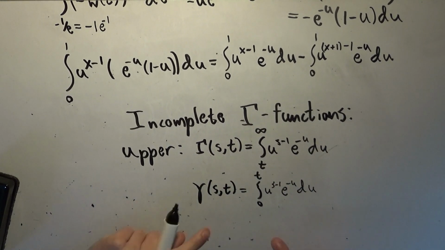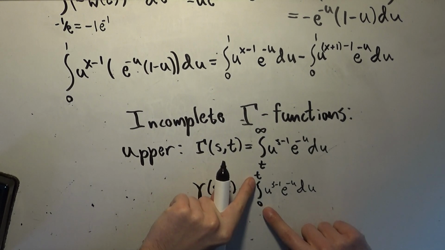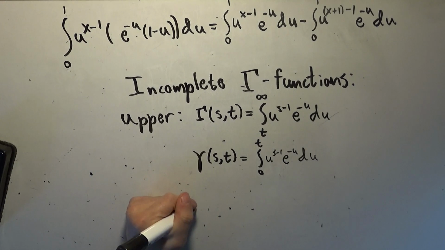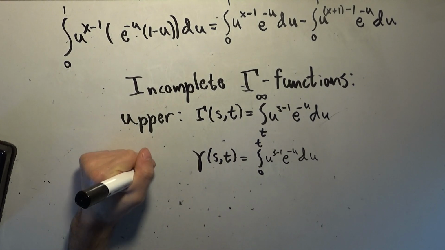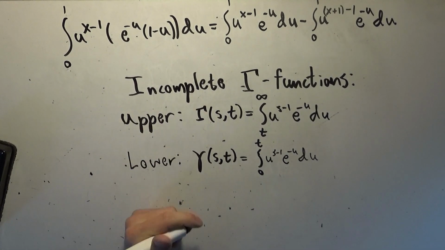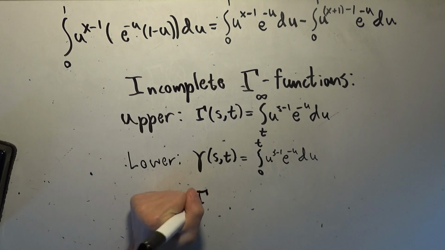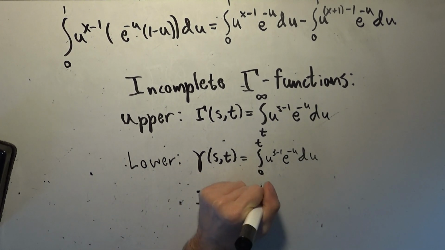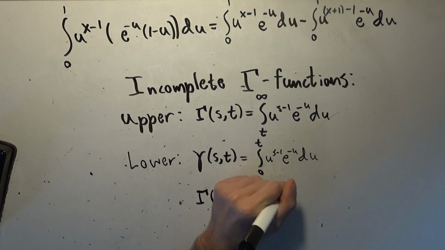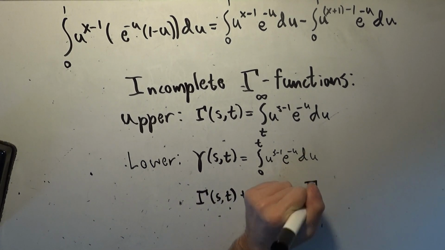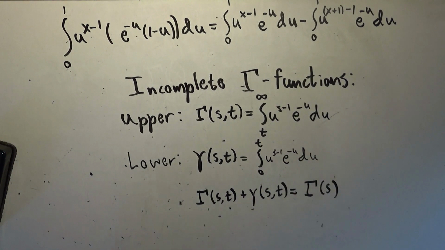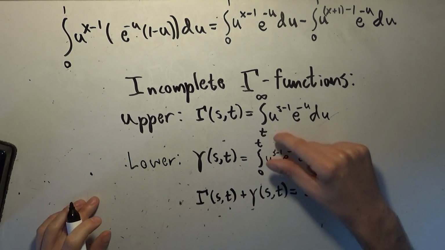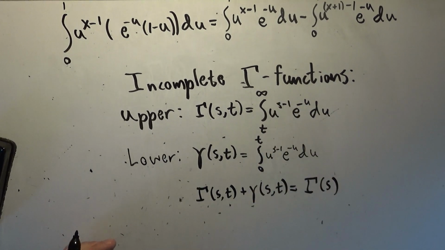So as you can see, the lower one goes from 0 to a point, and then the upper one goes from that same point to infinity. So you can quite quickly deduce that big gamma of s comma t plus little gamma of s comma t has to be equal to the regular gamma function of s, because it simply completes the whole interval, right, from 0 to t, and then t to infinity. It's the entire interval.